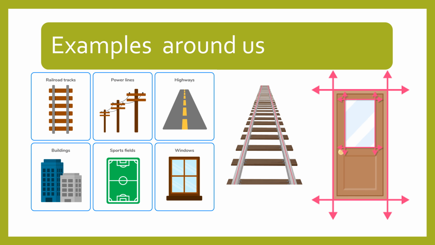Here are some real-life examples we see around us regarding parallel lines. Just like railway tracks, buildings, power lines, highways, windows, sports fields, and a door. They are made up of horizontal parallel lines or vertical parallel lines.